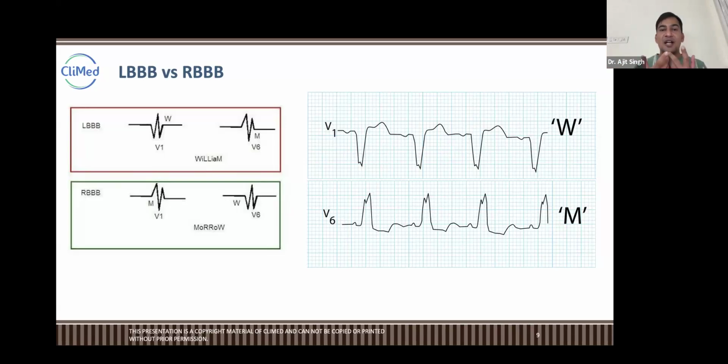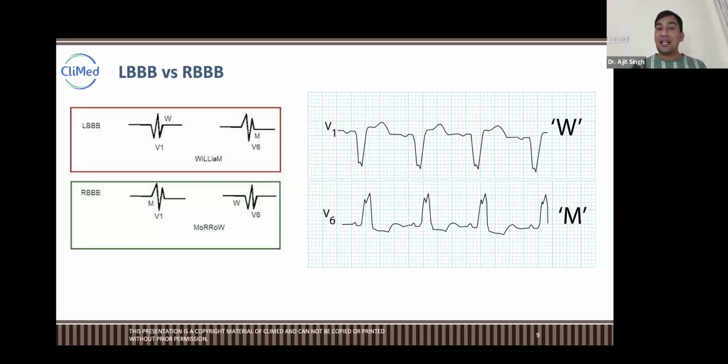Understand, right is always right, the right M. In RBBB it goes from the right M to the upside-down M, and in left, because it is opposite, it goes from the upside-down M to the right M. So usually we understand it by William or Morrow. In LBBB, it starts with W and ends with M. And in RBBB, it starts with M and ends with W.